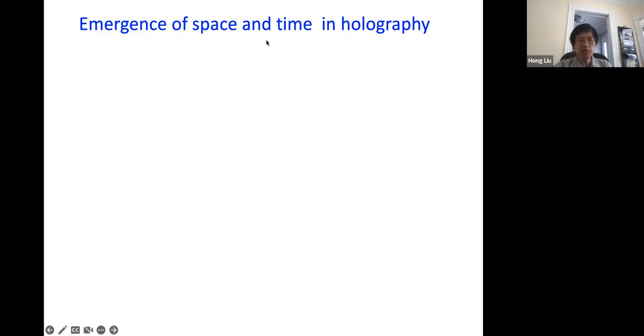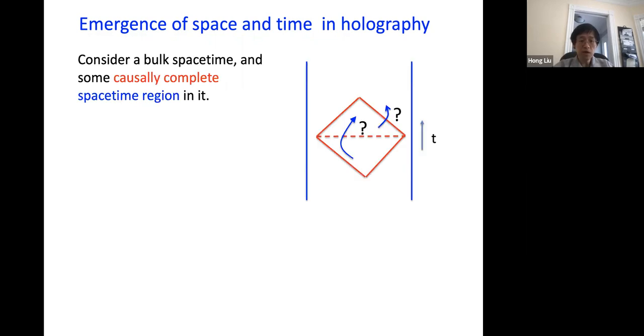This question can be formulated more precisely in the context of holography, say in the AdS/CFT duality. Here we have a dual field theory, and we can ask how space and time, and in particular various geometric notions like spacetime regions and causality, arise on the field theory side. For example, consider a box spacetime. I draw the cylinder; you should view it as a box of AdS, and these two lines are the cylindrical boundary. Imagine you have some causally complete spacetime region in AdS. A natural question is how do we describe such a region in the boundary theory?